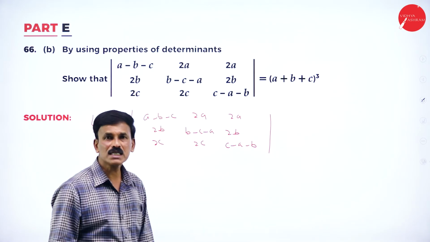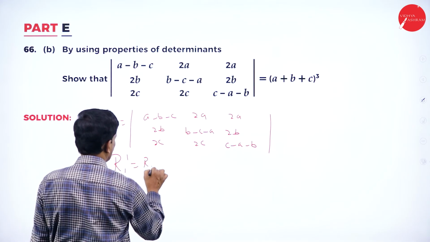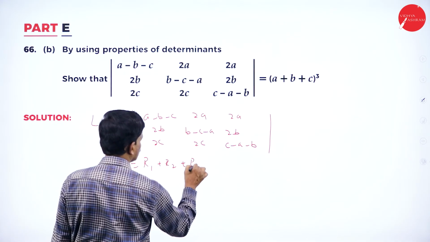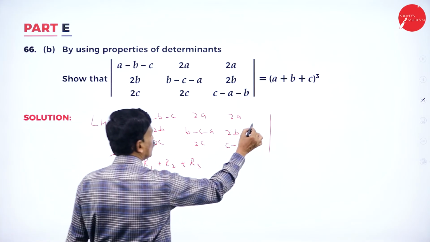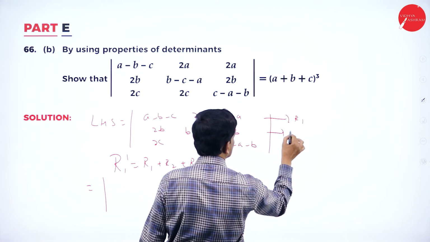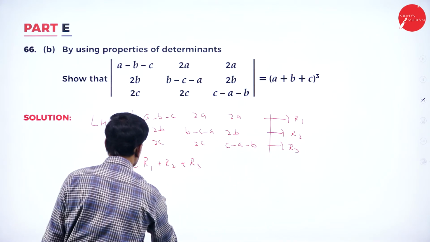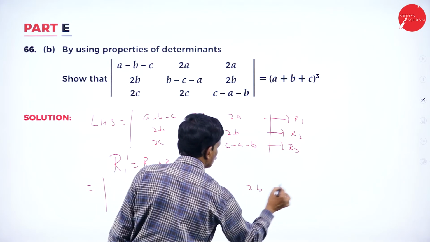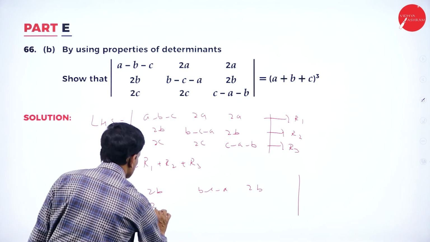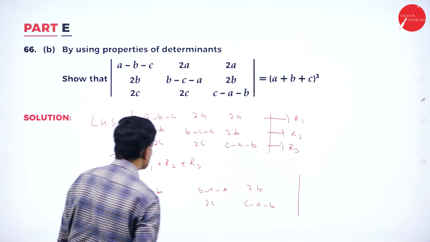Now let us convert the first row. Take R1 dash is equal to R1 plus R2 plus R3. Listen to me here, we are changing only row 1, that's all. Row 2 and row 3 are the same. Row 2 is 2B, B minus C minus A, 2B, and row 3 is 2C, 2C, C minus A minus B, as it is.